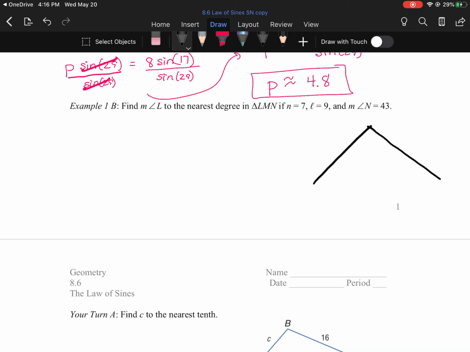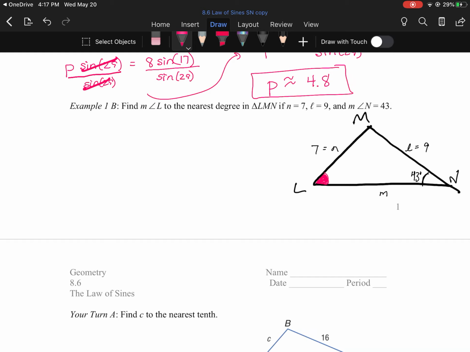So I'm just going to draw a triangle, label it L, M, N. So that means this is little l, this is little m, that's little n. So it's telling us that little n is equal to 7, little l is equal to 9, and angle N is 43 degrees. All right, so to solve this problem, it's asking us to find the measure of angle L. So I guess I need that too. So this is the one we're looking for.